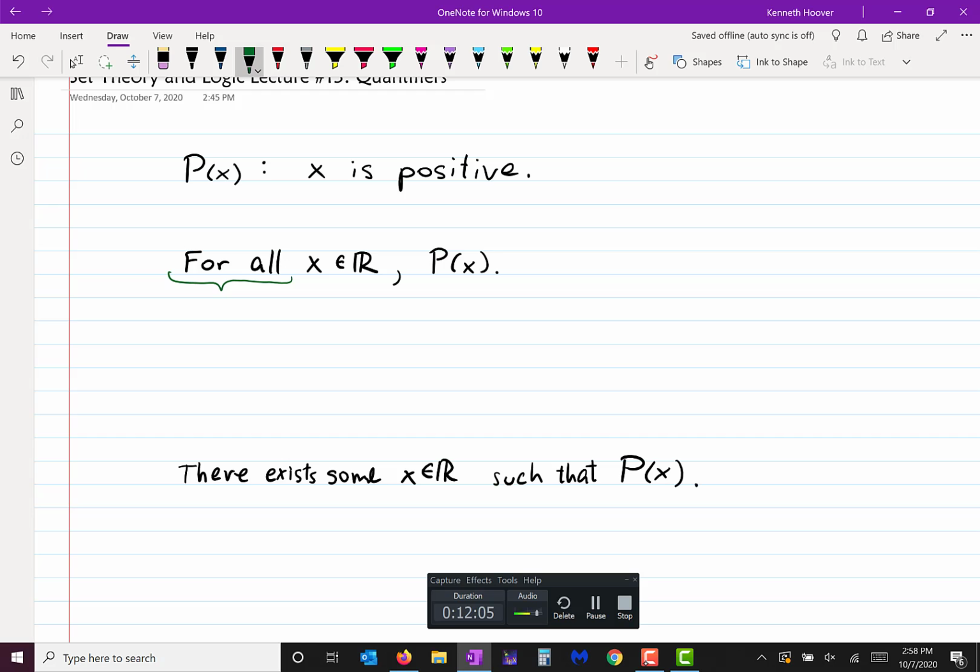Now we have symbols for both of these quantifiers. The symbol for all looks like an upside down capital A. And the symbol for there exists some looks like a backwards capital E. Okay, so if you wanted to say every real number is positive, here's how I could write it symbolically.